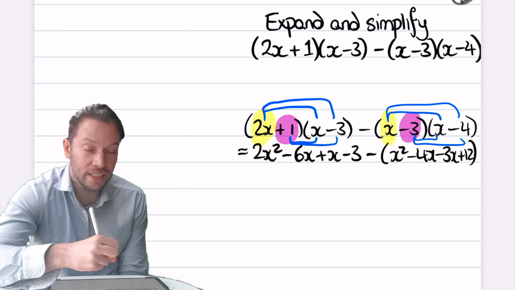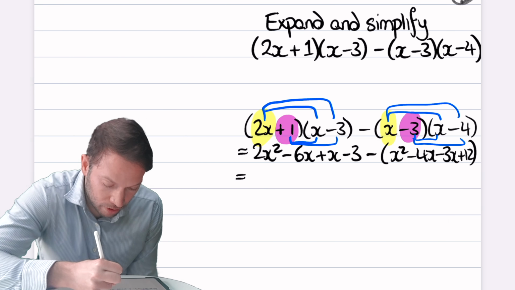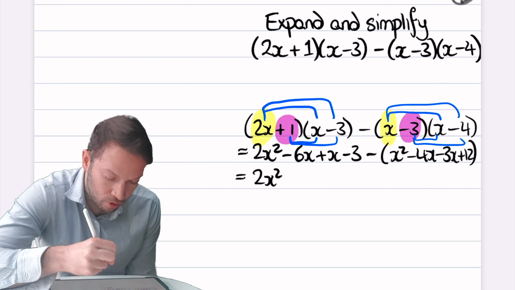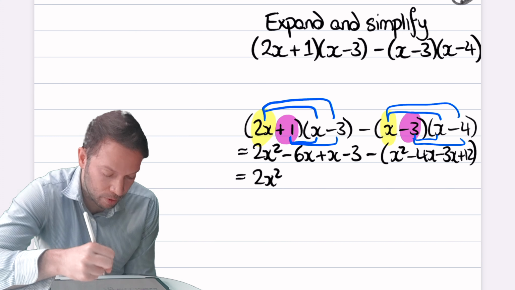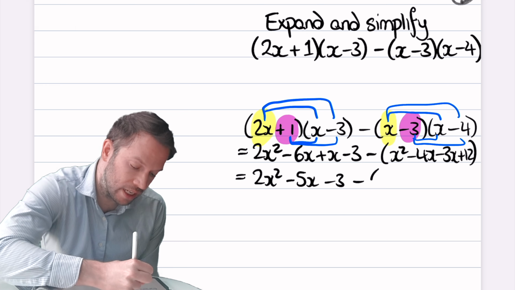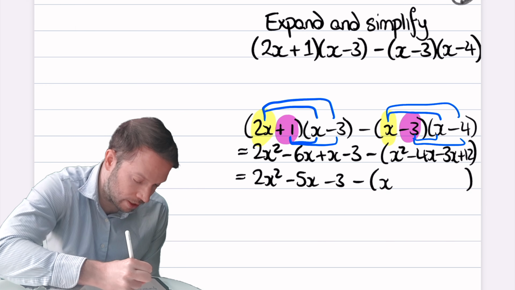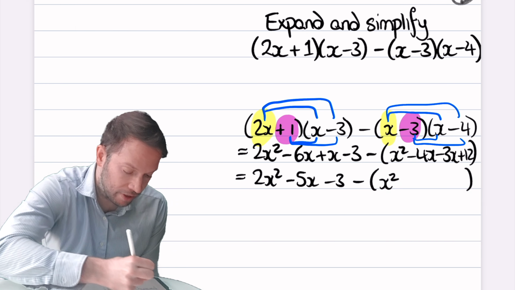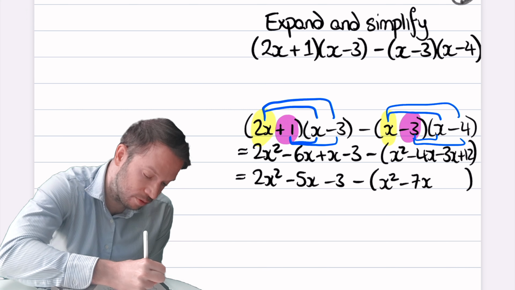I'm just going to tidy up. I've got the 2x squared, and then I've got the minus 6 lots of x plus 1 lot of x is minus 5 lots of x. And then I'm also going to tidy up in this bracket. So we've got x squared minus 4x minus 3x is minus 7x plus 12.